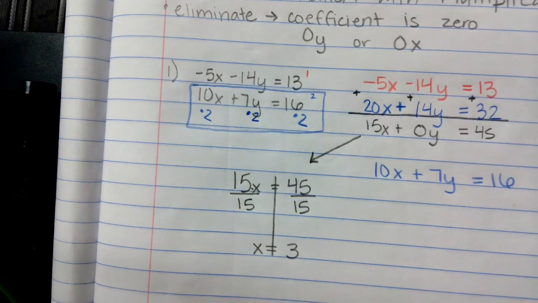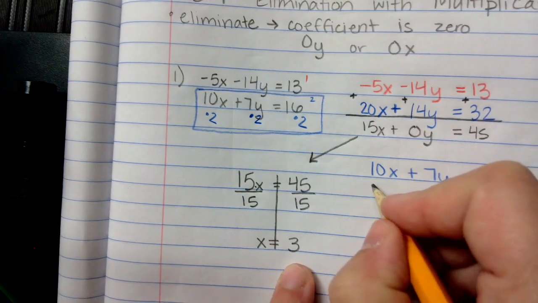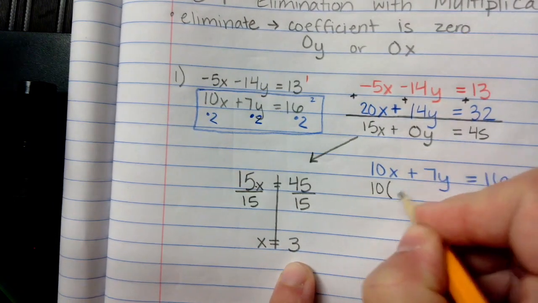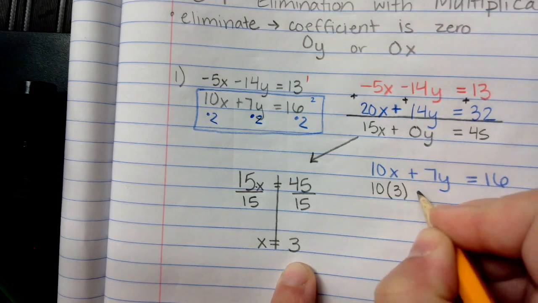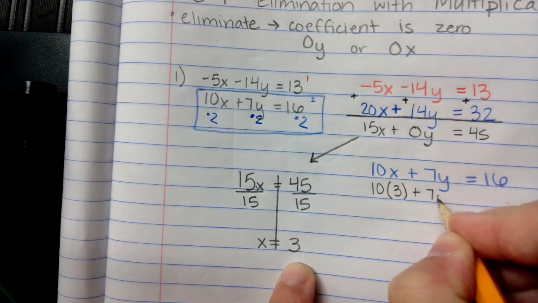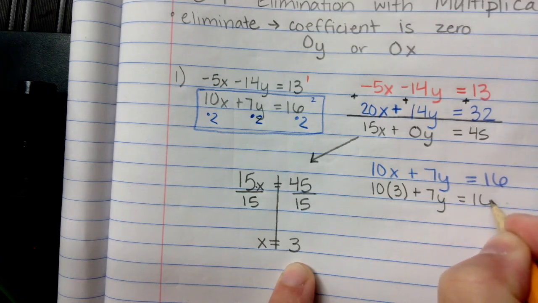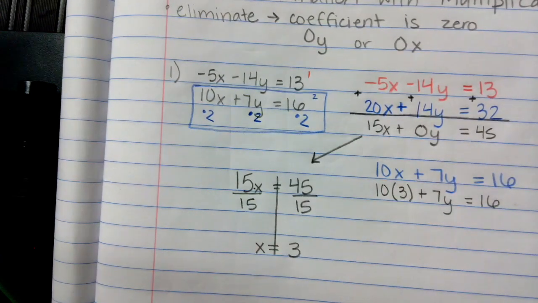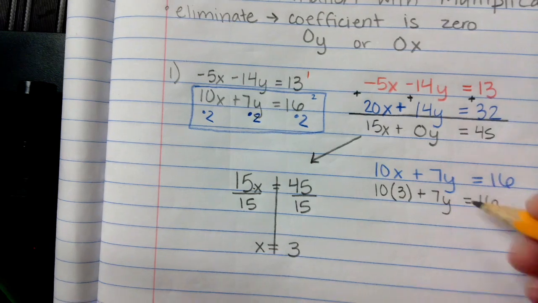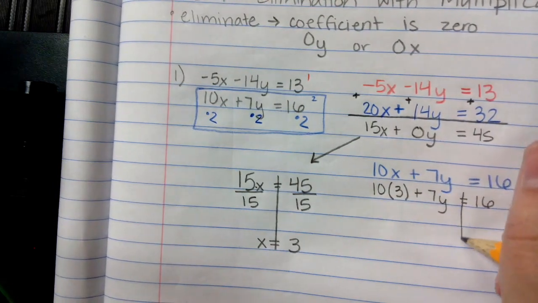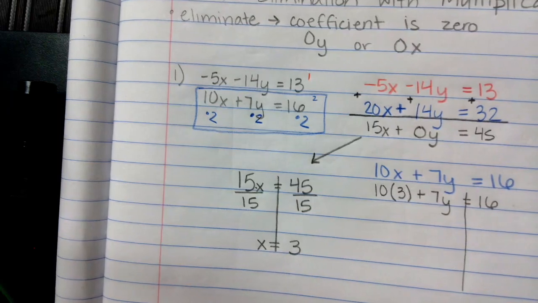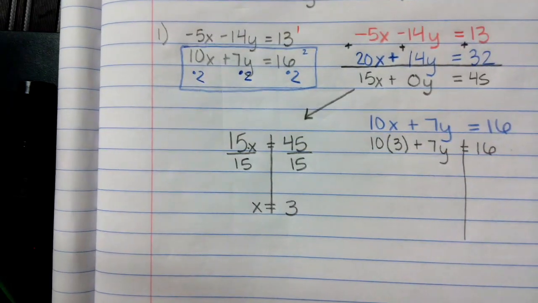Alright, so 10x plus 7y equals 16. And where am I going to put the 3? In the x spot. Good, in the x spot. So 10, and then in parentheses I'm going to put in 3, plus 7y equals 16. So in the end here, our goal is to find what variable? Y. So we want this to be a y equals answer. So to solve for y, what's my first step going to be?